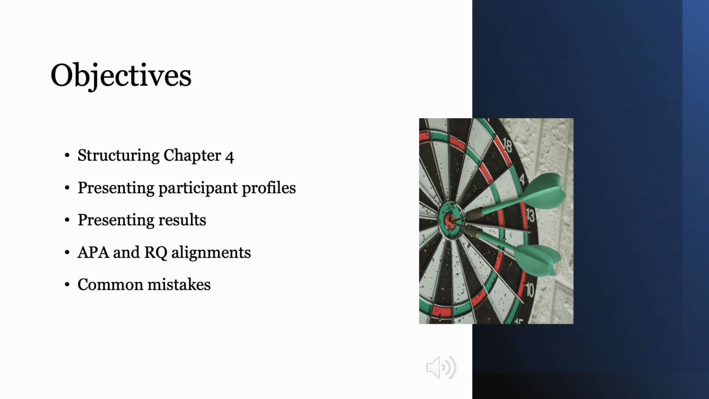By the end of this presentation, you should be able to do all these things. First, you will learn the major components of a strong Chapter 4 and how they fit together. Next, you will understand how to describe your participants and effectively present results. Finally, we will review APA guidelines for this chapter, alignment with your research questions, and common mistakes students make when writing qualitative results.